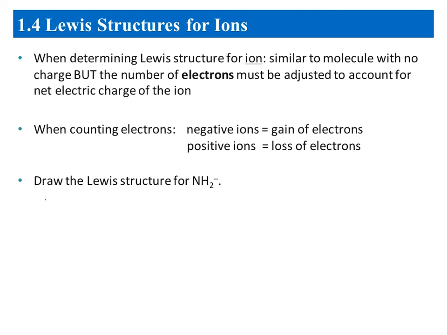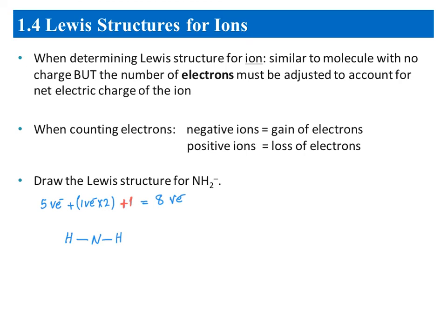So nitrogen is in group 5. It has 5 valence electrons. Hydrogen is in group 1, so we have 2 of that, therefore 2 valence electrons. And we have a negative 1 charge, so I'm adding that negative 1 to this calculated number, which gives me 8 valence electrons. Then the next step is connecting the atoms together. I have NH2, so nitrogen and 2 hydrogens around it.